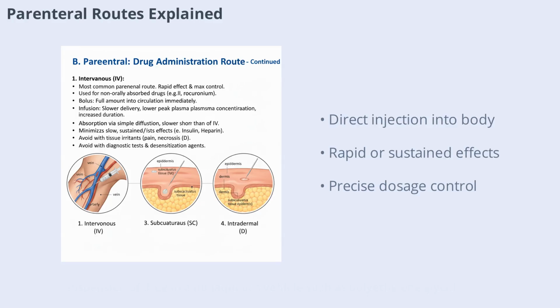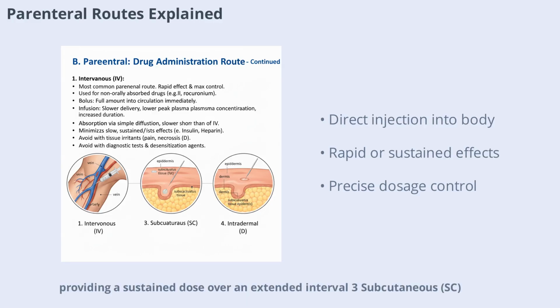Depot preparations often consist of a suspension of drug in a non-aqueous vehicle such as polyethylene glycol. As the vehicle diffuses out of the muscle, drug precipitates at the site of injection. The drug then dissolves slowly, providing a sustained dose over an extended interval.